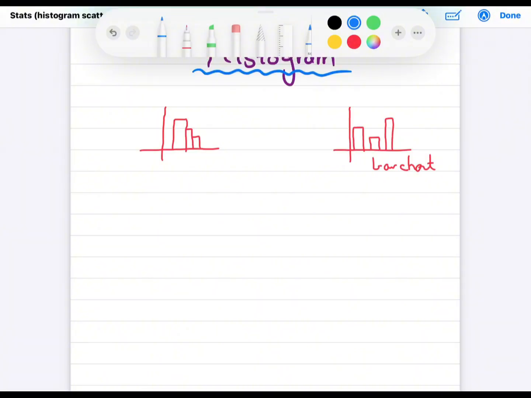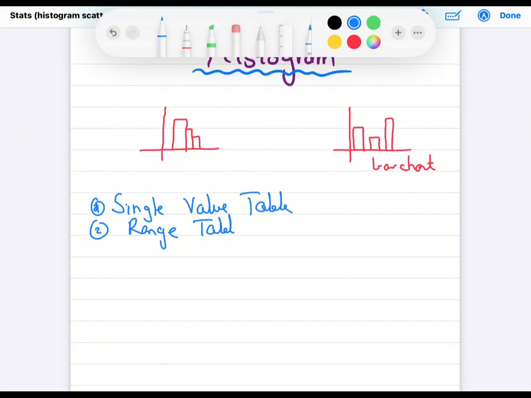In the question paper, we will get the histogram in two ways. One is a single value table, and the second one will be a range table. So we will see how we can solve it when we have a single value table and when a range table has been given. There are more concepts in that. We will cover them when we go through the questions.